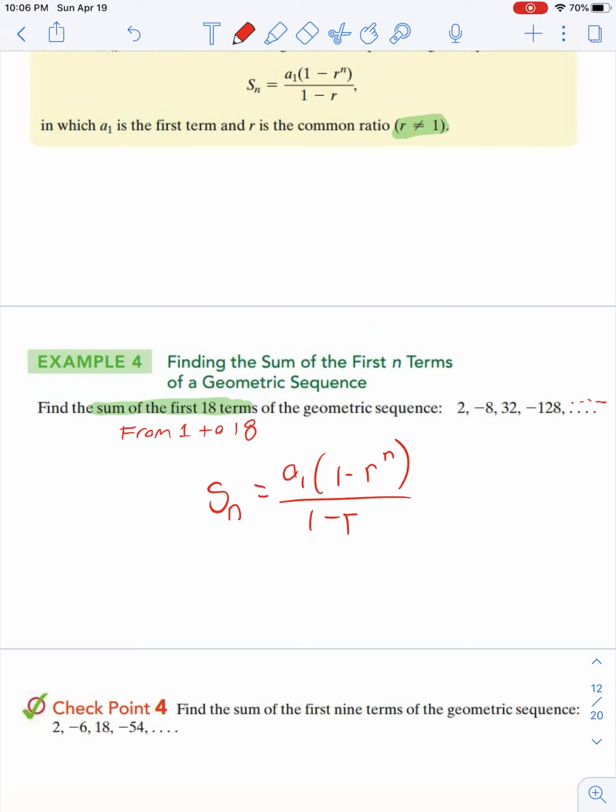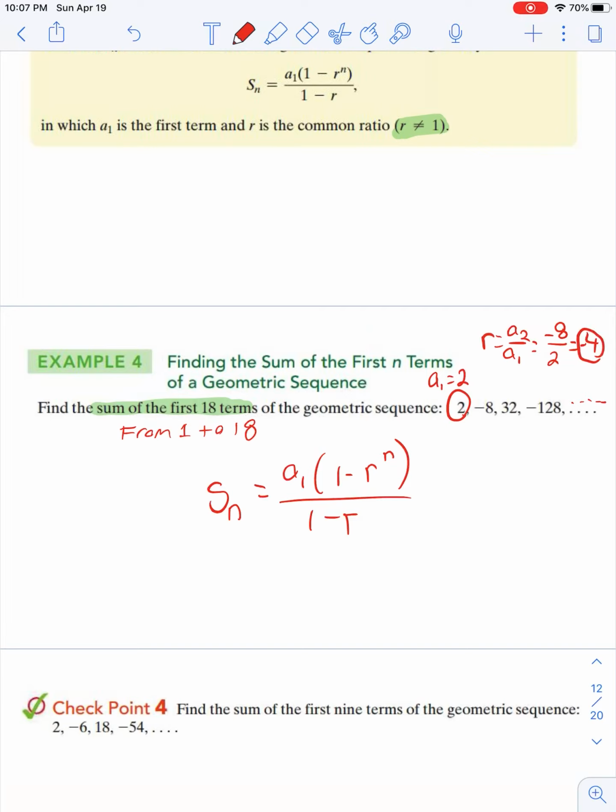So the first thing we need to do is our first term is 2. A sub 1 equals 2. Okay. Our common ratio, the way you find your common ratio is you take your second term and divide it by your first term. So negative 8 divided by 2 is negative 4.